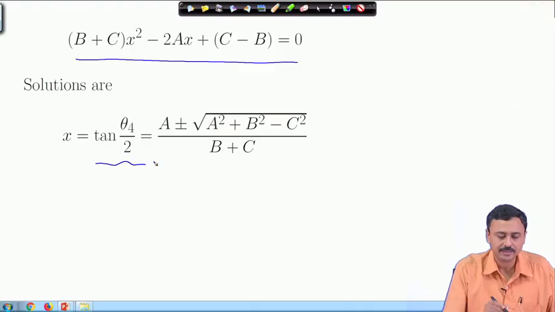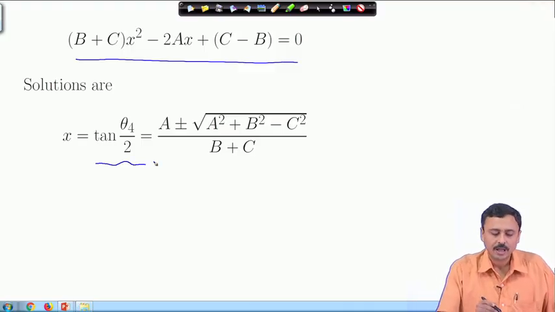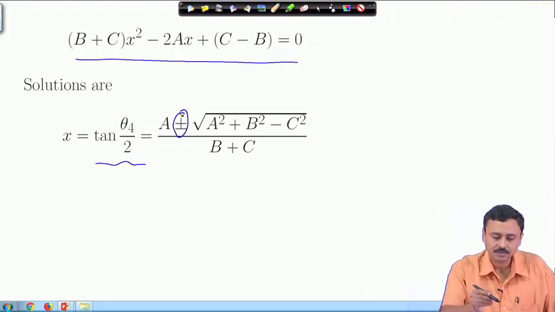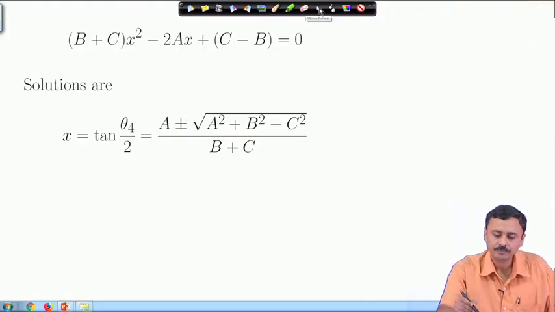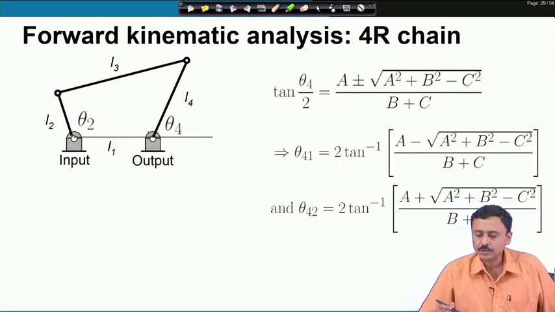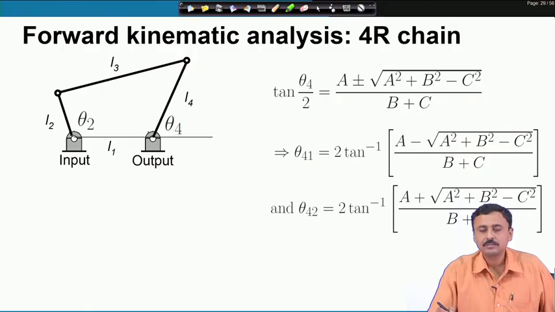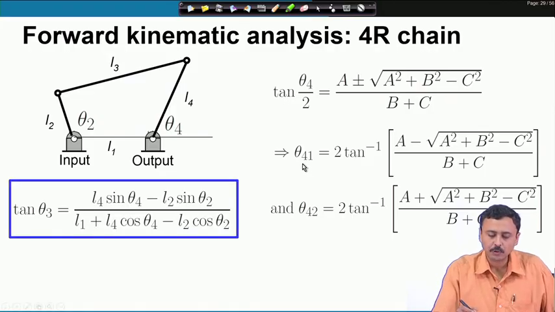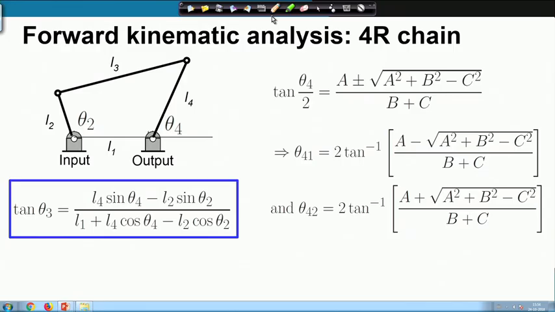And x is nothing but tan theta 4 by 2. Therefore, I can now have two solutions, because we have this plus or minus, we will get two solutions of theta 4. These two solutions are obtained by taking the negative and the positive signs, as I have shown here. Once I have this, there are two solutions, theta 4 1 and theta 4 2. Therefore, we will have two solutions for theta 3 corresponding to theta 4 1 and theta 4 2.